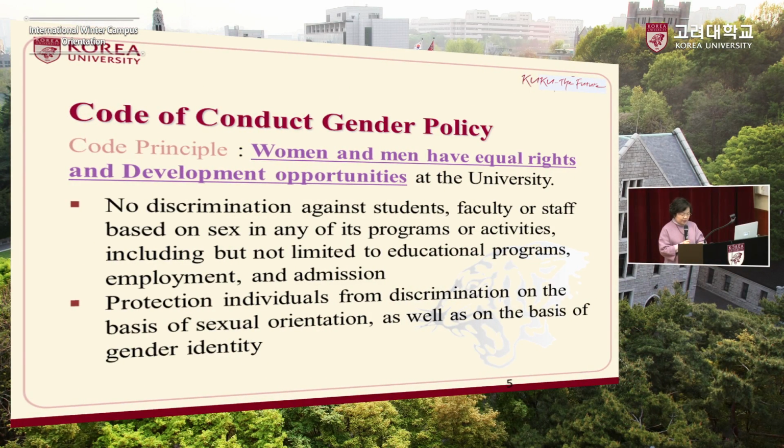Korea University has a Code of Conduct Gender Policy. The code principle is that Korea University does not discriminate against students, faculty, or staff based on sex in any of its programs or activities, including but not limited to educational programs, employment, and admission. Korea University also complies with regulations that protect individuals from discrimination on the basis of sexual orientation as well as on the basis of gender identity. All students, faculty, and staff at Korea University should ensure that women and men have equal rights and development opportunities at the university.